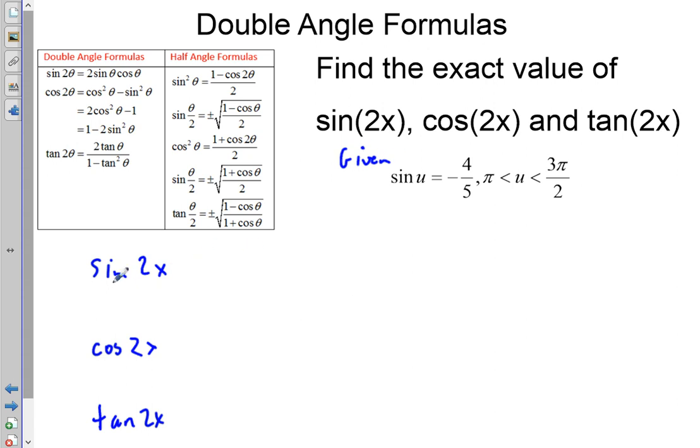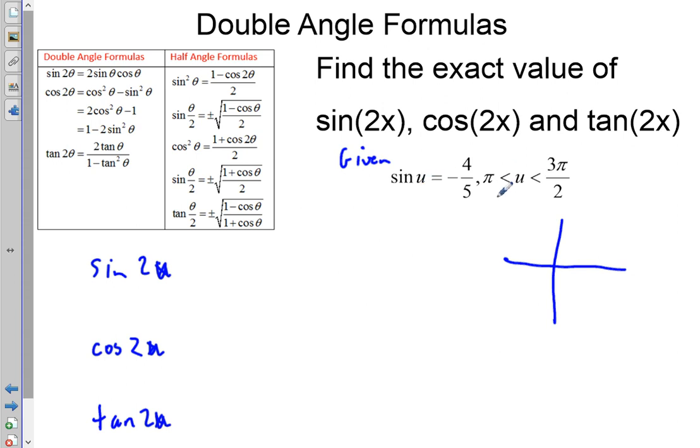So first off, sine of 2x, we are given sine of u. So actually, we're probably going to be finding the sine of 2u, whatever that may be. So sine of 2u, cosine of 2u, and tangent of 2u. So from here, I always like to write out a little triangle of what information we have. So where is u?